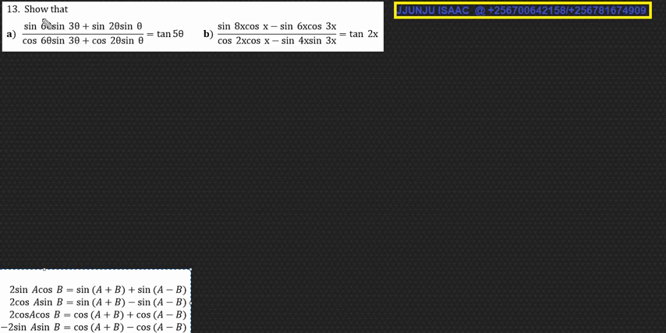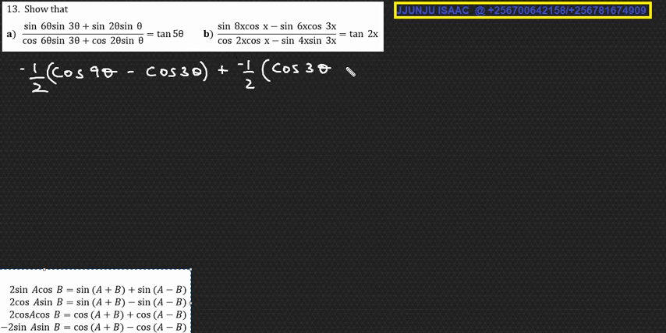So now what we have here, we shall see that sine, if you compare with this, we shall be getting negative a half, then cos, when we have added them, cos 9 theta, minus cos 3 theta, then plus negative a half, again we shall have cos but a minus, so we shall get cos when we have added them, which is 3 theta, minus cos, subtract them, which is theta.